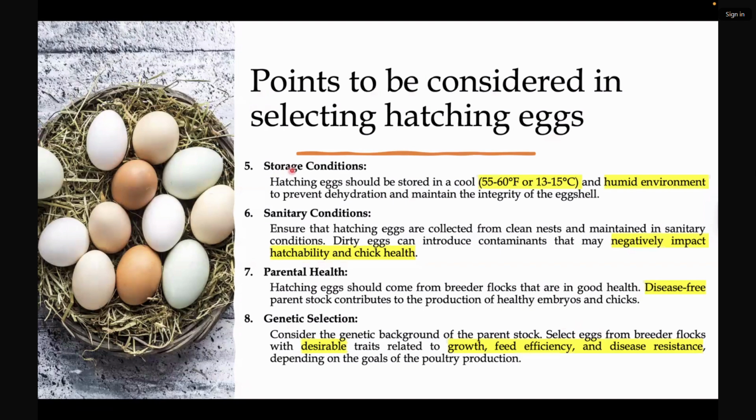Now, when we store the eggs for 7 to 10 days before putting them into the incubator, we have to maintain a relatively cooler temperature, which ranges from 13 to 15 degrees Celsius, and it should be humid as well. The reason we need a humid environment, that means high humidity, is to prevent dehydration. Sanitary condition should be good. I mean, the egg should not be dirty. Dirty eggs, if you store them for long.